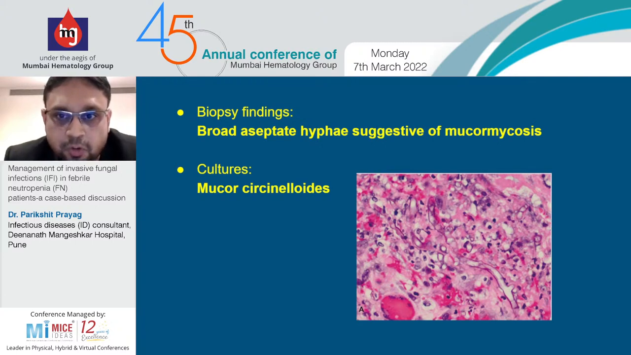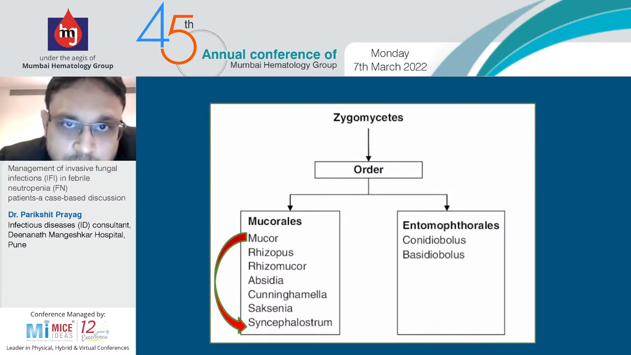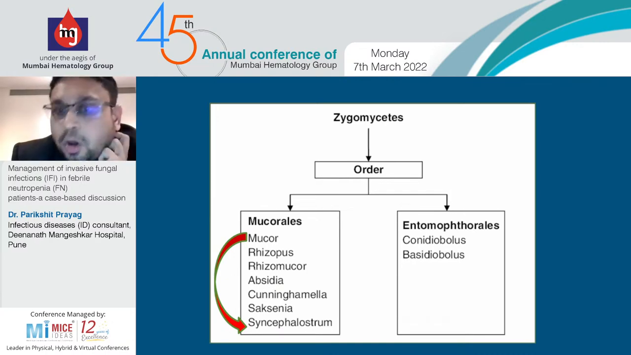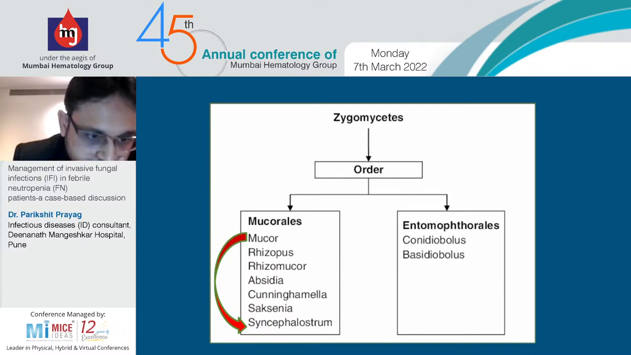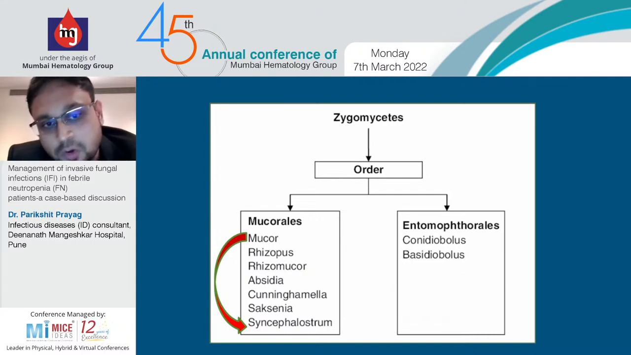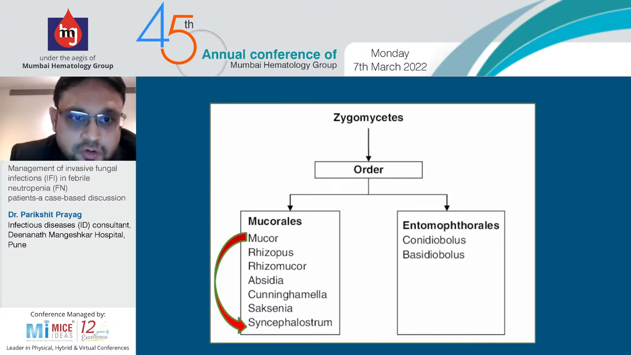Now let me try and focus on why this is important. If you look at Zygomycetes, then Zygomycetes is an order. So when we think of mucormycosis, we often tend to think of one etiological agent, and that is where the devil lies in the details, as they say. When you think of the order, you have to think of different species. Now the commonest genus causing mucormycosis is actually Rhizopus the world over as well as in India, but you can have other genera or other species causing mucormycosis.